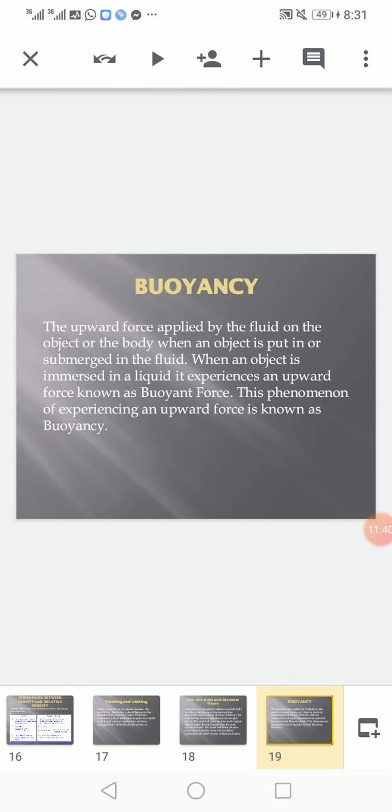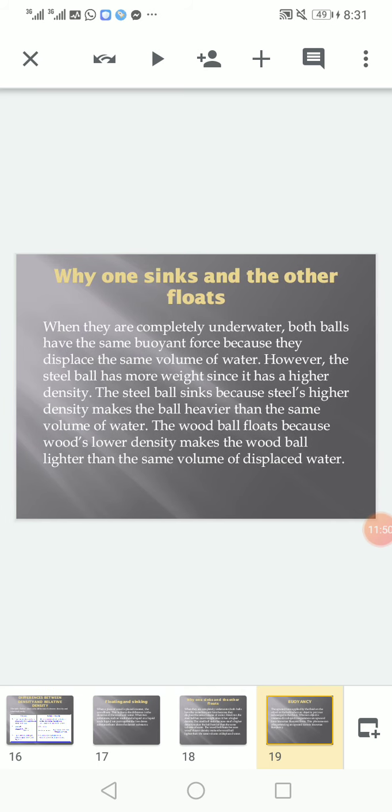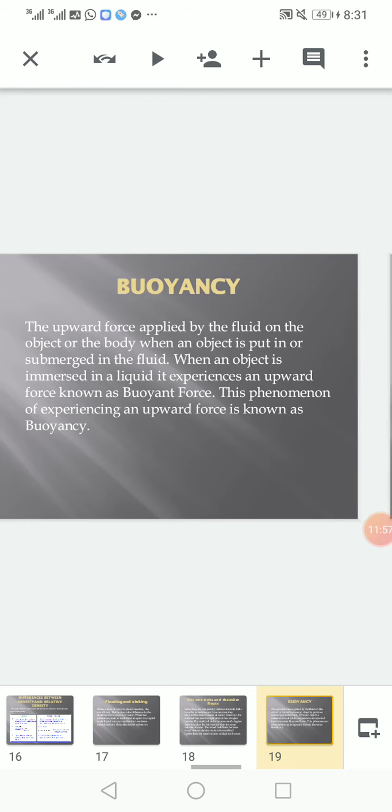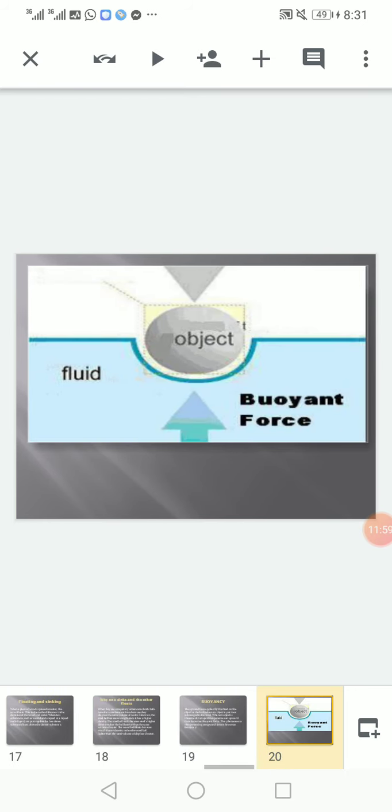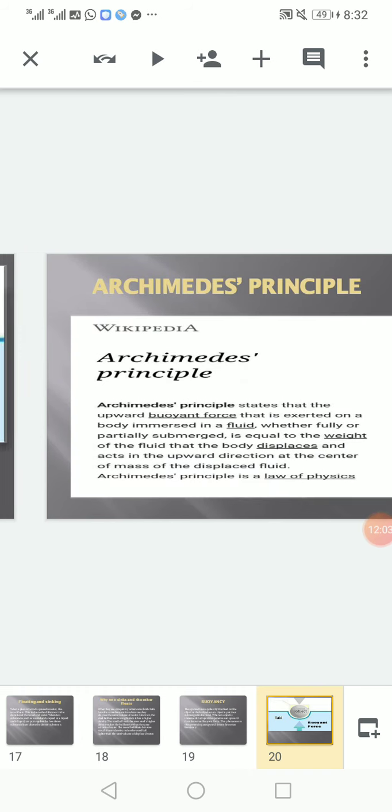Now, buoyancy. What exactly do we mean by buoyancy? The upward force applied by a fluid on an object or body when the object is put or submerged in water is called buoyancy. And this explains why one object sinks and why other objects float. Now, this diagram gives a clear explanation of what buoyant force is.